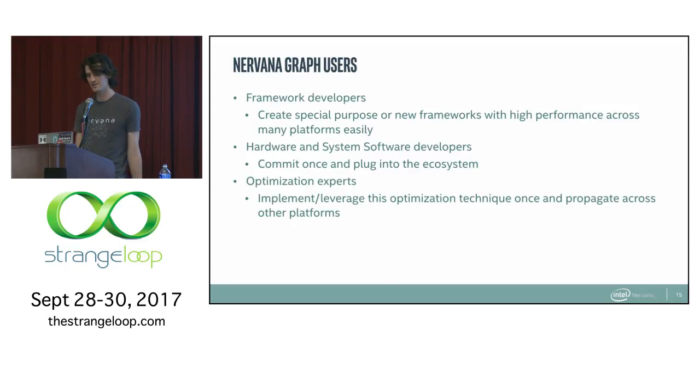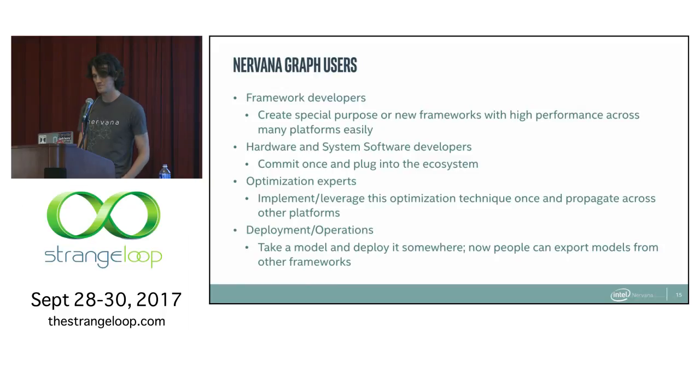And then people who are interested in doing optimizations can do optimizations at the IR level and enable greater performance across a large variety of hardware backends. And if you are deploying large neural networks that have been developed in a different framework, you can target Nervana Graph and use that in your stack somewhere. And so you can export models from one framework and run them on other frameworks.